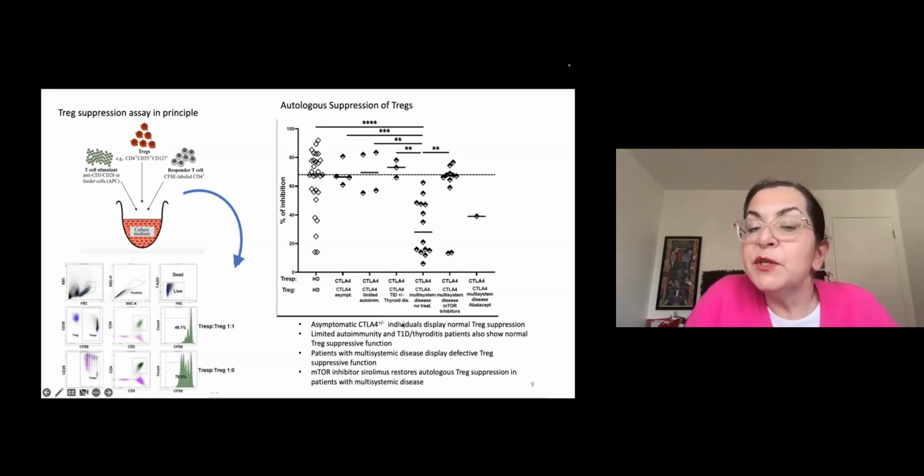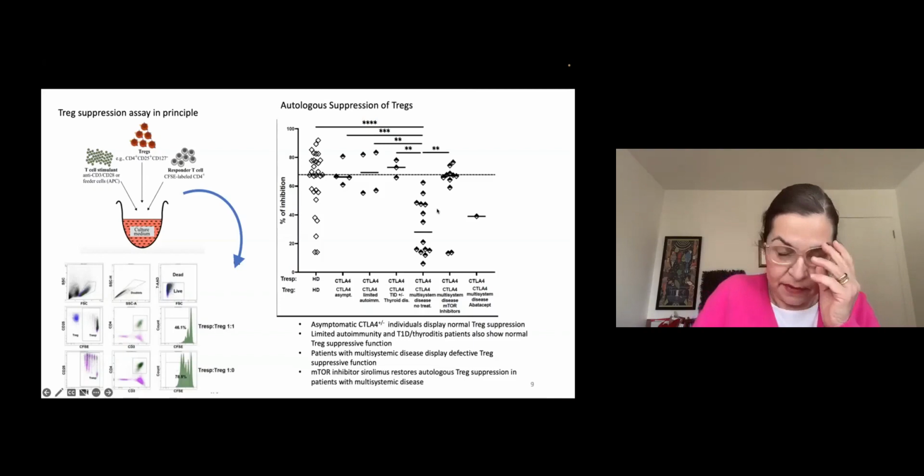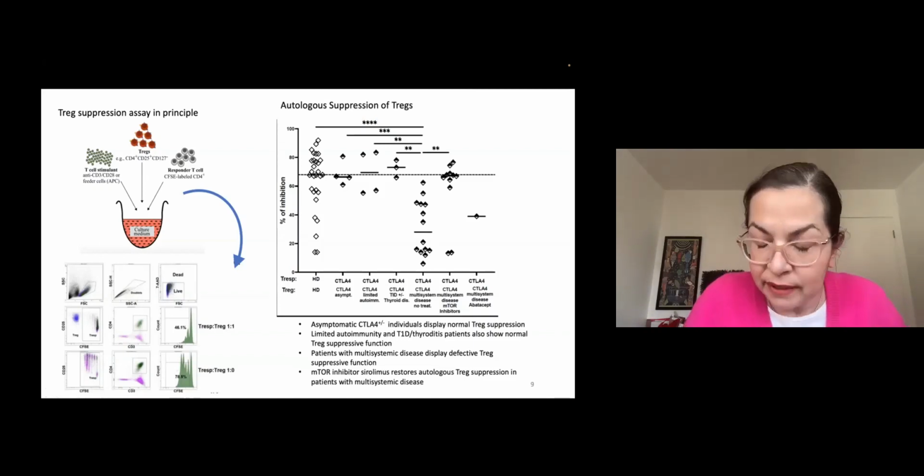And what we have seen was that patients with just type 1 diabetes with CTLA4, or diabetes plus or minus thyroid disease, or limited autoimmunity, didn't have any defect in ex vivo Treg suppression. Only those that had multi-system disease had diminished Treg suppression. And those patients that were on mTOR inhibitors did very well. They corrected their suppressor defect. We had only one patient who was on abatacept during this sampling, so we cannot make a deduction.